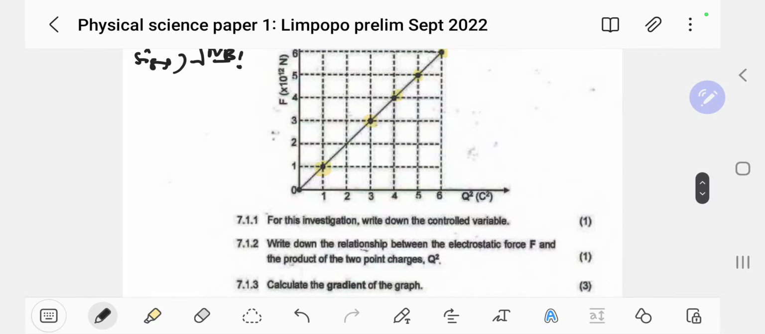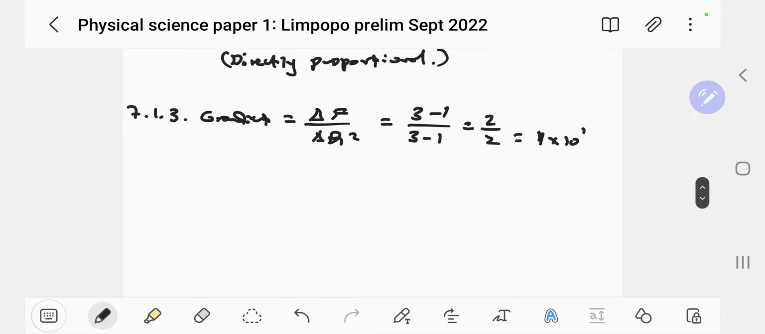So I think that is important though, because it is times 10 to the 12. So let's just write it here, times 10 to the 12. But a gradient, remember, it's a ratio, so there will be no unit. Okay, guys, we found the gradient.